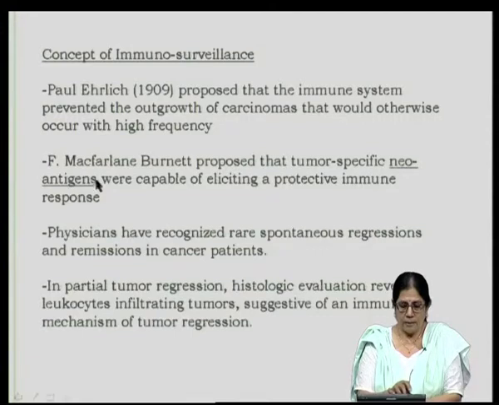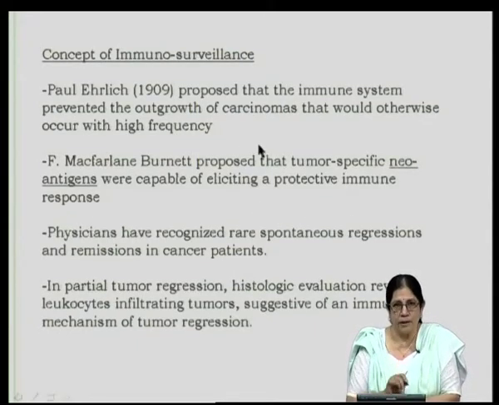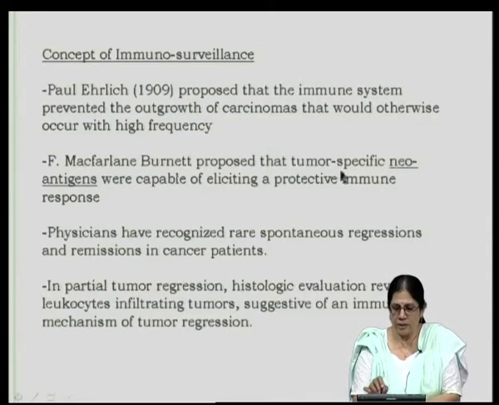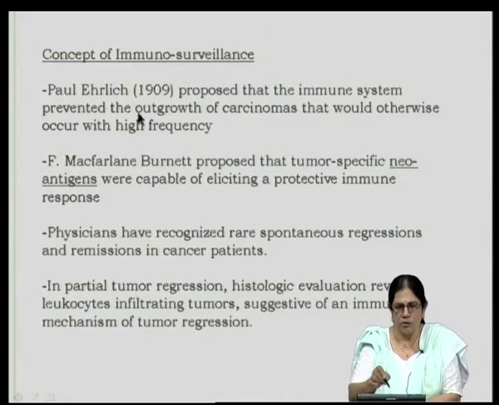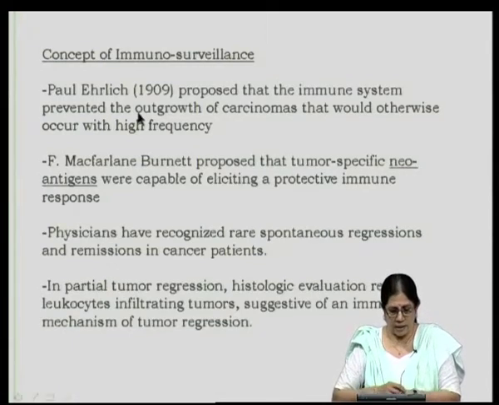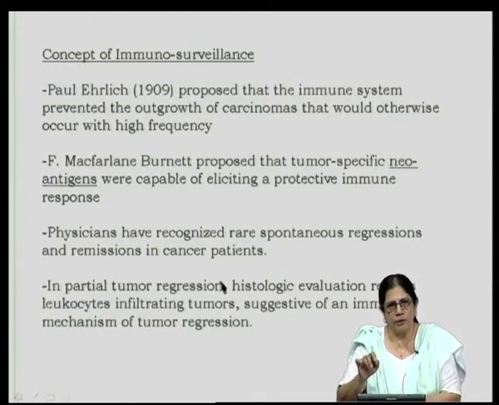Soon after that, Macfarlane Burnett proposed that tumor-specific neoantigens were capable of eliciting a protective immune response. So, these go hand in hand. Burnett described these neoantigens. Now, is there any evidence that the immune system must be in place to reject newer cancers which might be developing, or that the immune system has a role to play in regression of tumors?